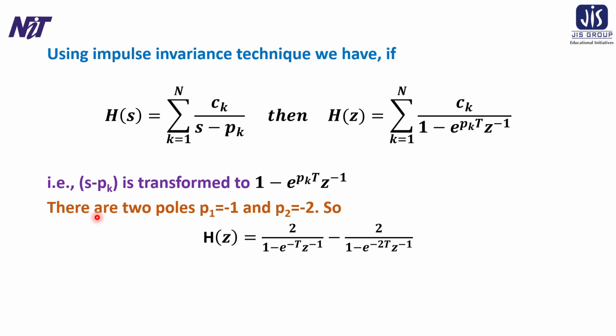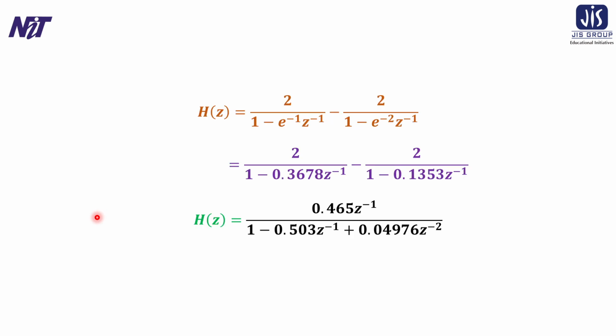Now in the question, it is given that T equals 1 second. So put the value of T in the previous equation. So H(z) becomes 2 divided by 1 minus e to the power minus 1 times T, which is 1, into z to the power minus 1, minus 2 divided by 1 minus e to the power minus 2, T is 1, into z to the power minus 1. So we have to find the value of e to the power minus 1 and e to the power minus 2 and replace in this equation.